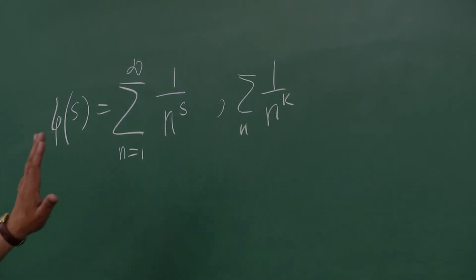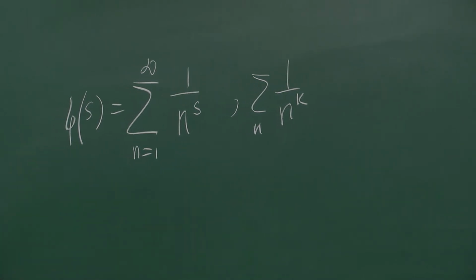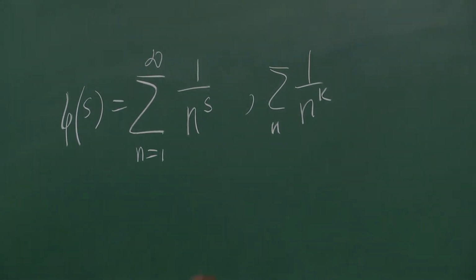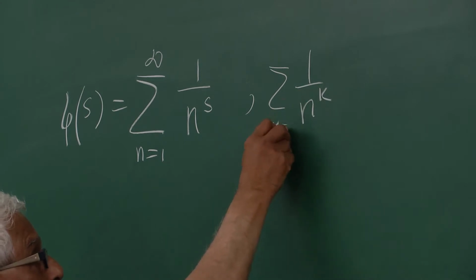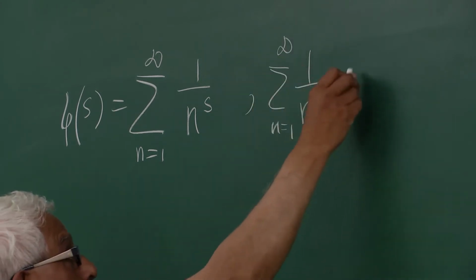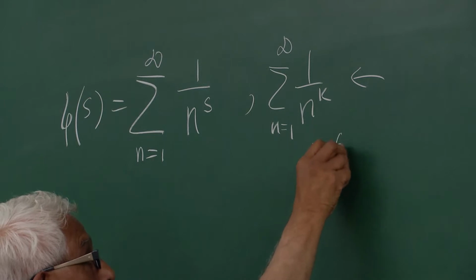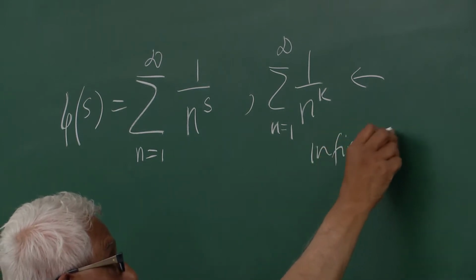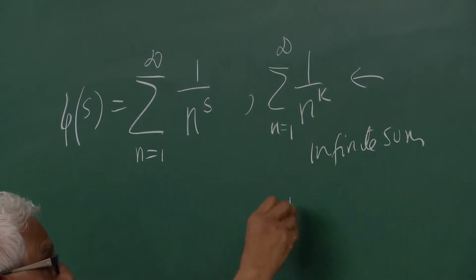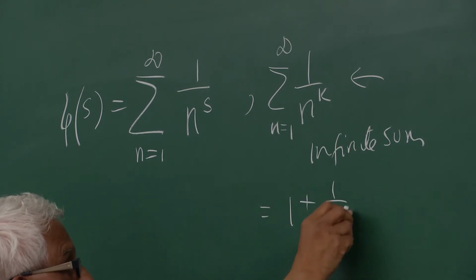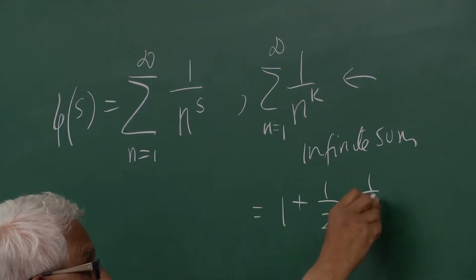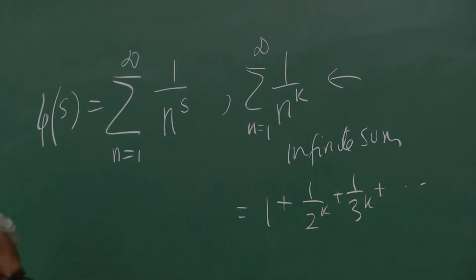This was the kind of function which Euler considered, but he did not stop; he went from 1 to infinity. So this is an infinite sum. This would be 1 plus 2 to the power of k, 3 to the power of k, like this, without end.